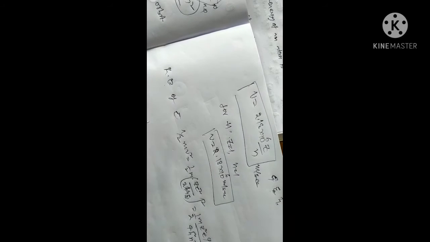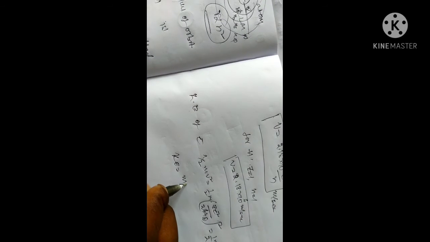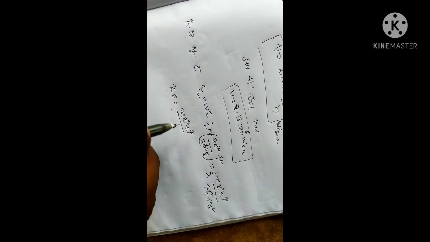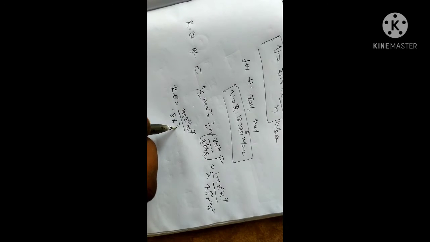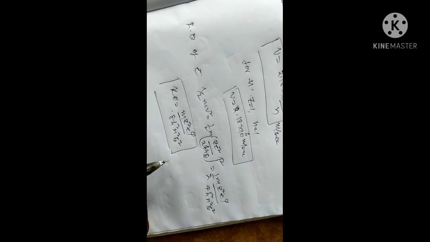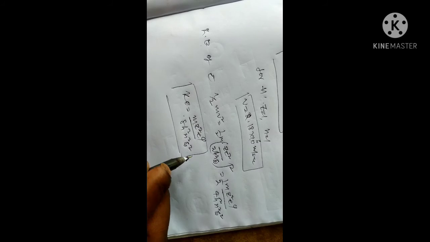From this equation, the kinetic energy of the electron in orbit is m Z square e to the power of 4 divided by 8 h square n square epsilon naught square. This is the kinetic energy of the electron.